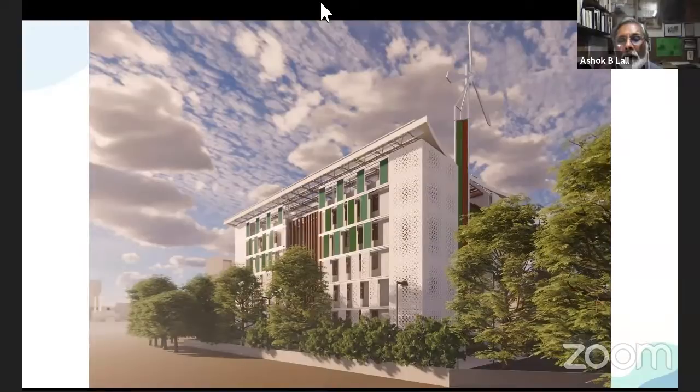Or I wouldn't even say a cost review, but a kind of, what's the word? What looks expensive and what looks economical. You can't put numbers to it, but you can say this looks expensive, this looks economical.